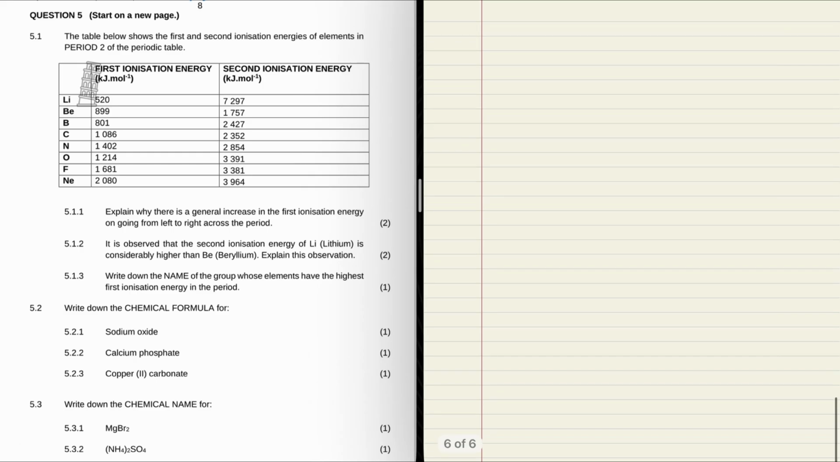Moving on now, question number 5, periodic trends. The table below shows the first and second ionization energy of elements in period 2 of the periodic table. 5.1.1, explain why there is a general increase in the first ionization energy going from the left to the right across the period. So as you go from left to right, the nuclear charge increases. In other words, the charge of the nucleus, right? Because there's more protons in the nucleus as you go from left to right, so the nuclear charge increases.